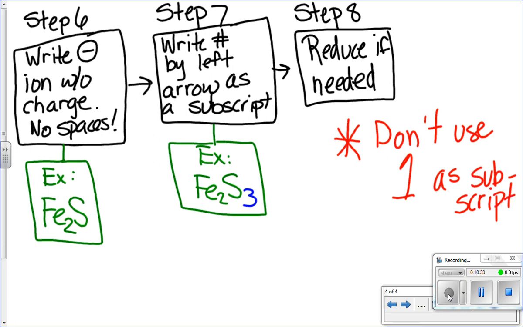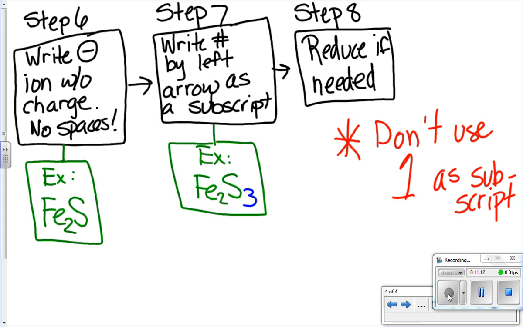Okay, we don't use the number 1 as a subscript. So if this was Fe1S2, we would just write it as FeS2. We wouldn't write the number 1. What these subscripts tell us is how many of each of the elements there are in this compound. So for this one, there are 2 irons and there are 3 sulfurs. When there's just an Fe with no subscript, we just assume there's only one of them.